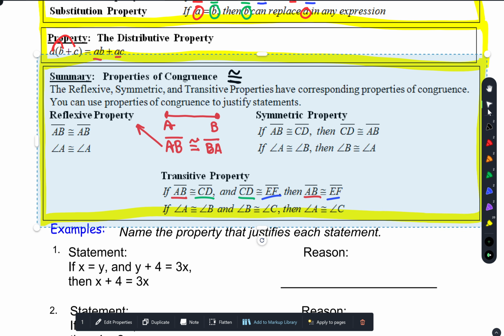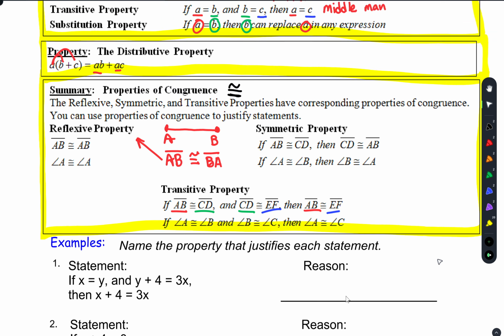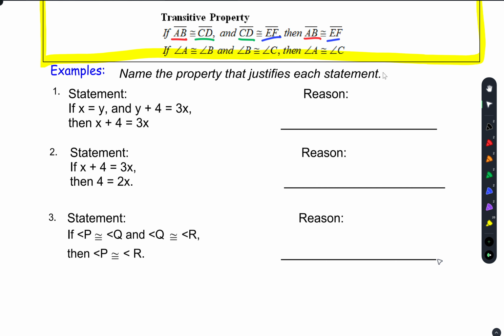No, we're okay? Okay, so let's look at the examples. I'm going to be given a statement, and I want to give a reason. My reason is going to be one of these things in my box. Statement says, if x equals y and y plus 4 equals 3x, then x plus 4 equals 3x. Any ideas on this? What do we got? Nobody wants to give this a go?